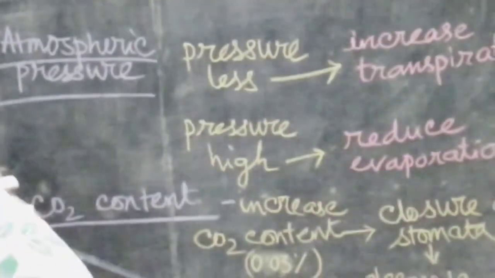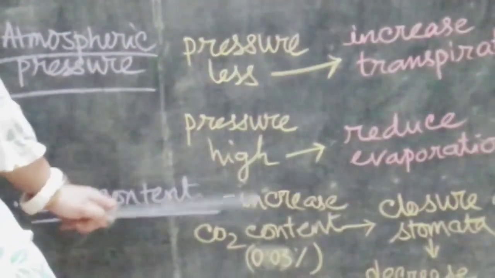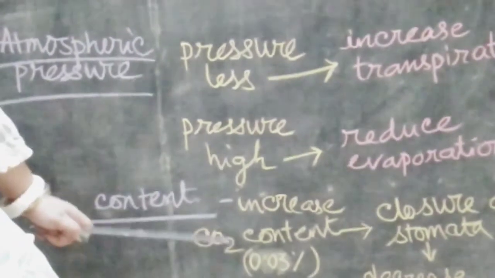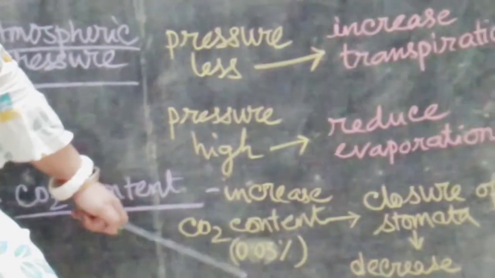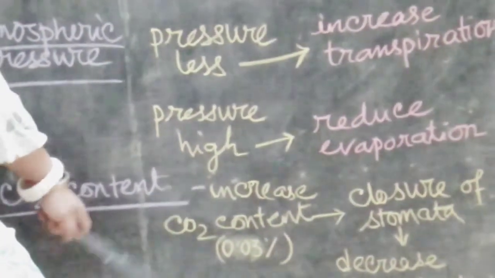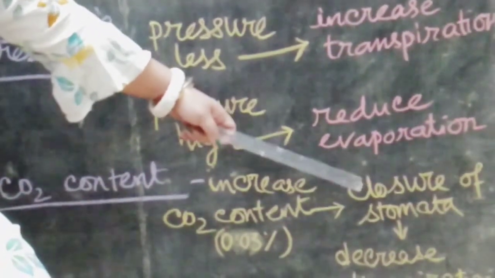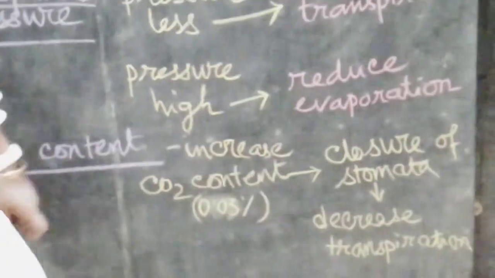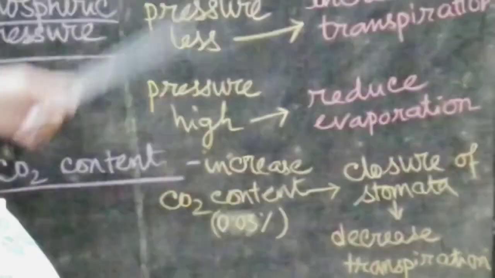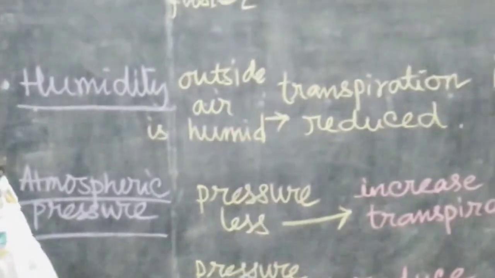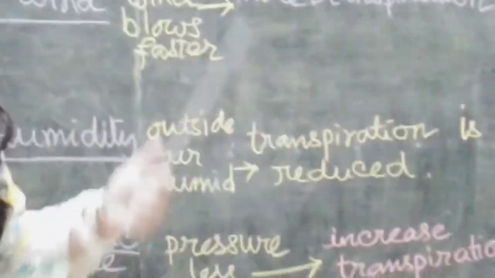Next is the carbon dioxide content. This is also inversely proportional. If the carbon dioxide content in the air is more than 0.03%, as we all know the carbon dioxide content is 0.03%, then the stomata will close. If the stomata get closed, it will definitely decrease the rate of transpiration. Okay, so these are the four. Here I have explained four and previously I said two. So in total, six external factors affect transpiration.